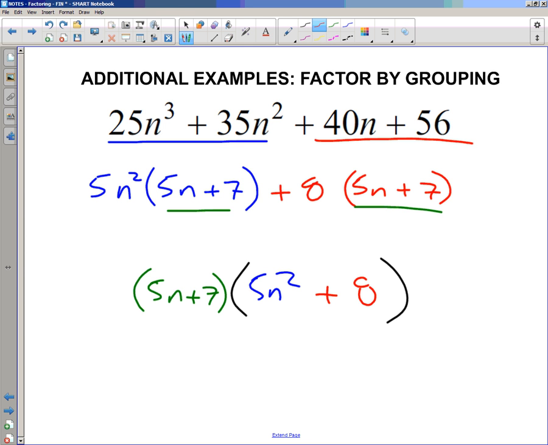Check and see if either of those will factor any further. There's no common factor in either one of them, so that's going to be our final answer for this one. We've got 5n plus 7 and 5n squared plus 8.